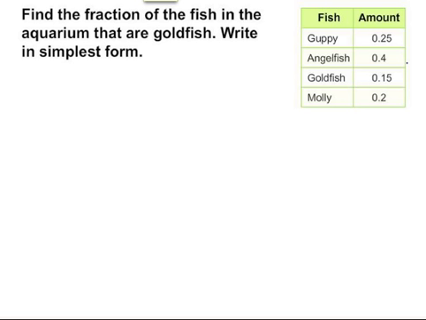Now, if you're given a decimal and asked to turn it into a fraction, you're going to need to remember your place value. So find the fraction of fish in the aquarium that are goldfish and write your answer in simplest form. Well, I know that goldfish are equal to 0.15. So whenever you want to write a decimal as a fraction, you need to think about your place value.